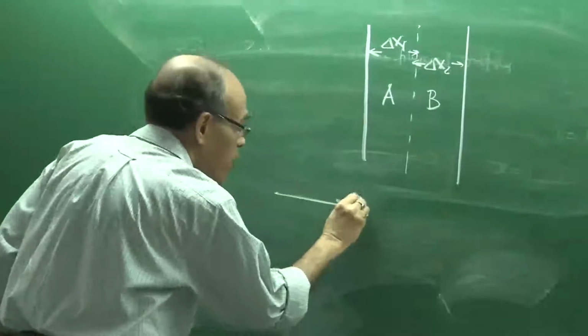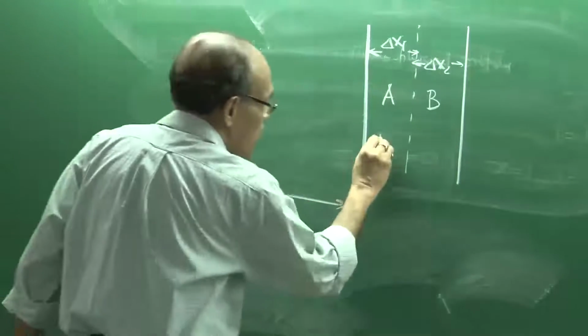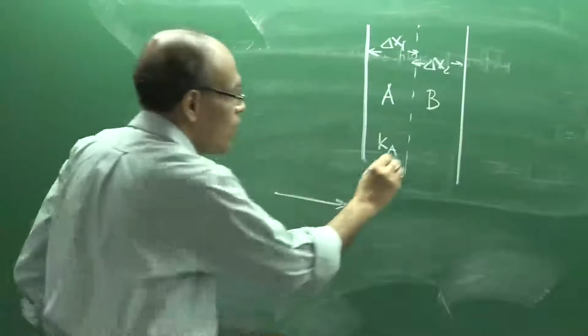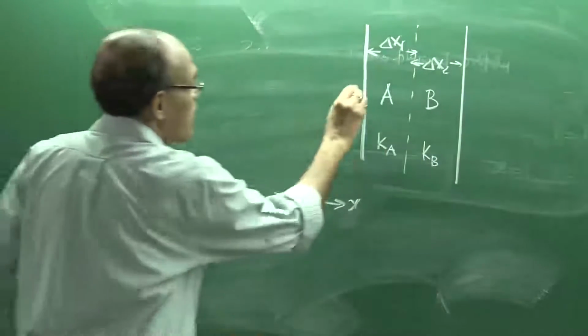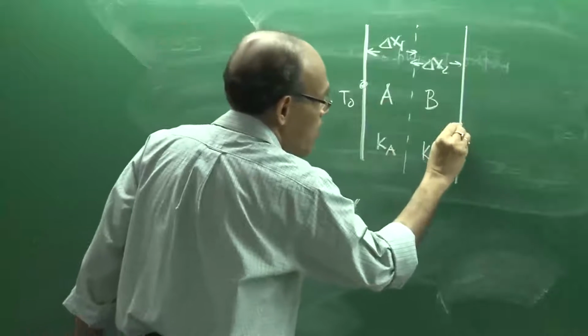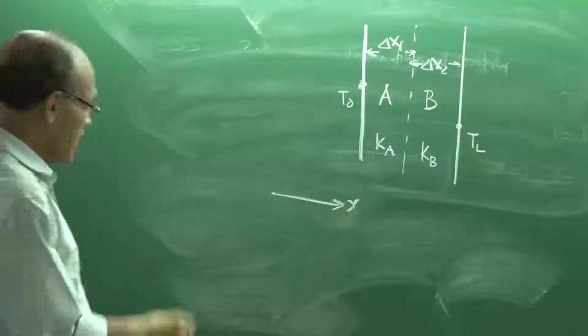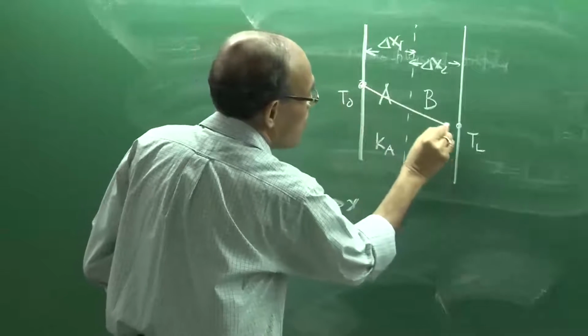It is only along x, y and z are infinite. And this has a thermal conductivity of Ka and this has a thermal conductivity of Kb. If this temperature is T0 and this temperature is TL and T0 is greater than TL, so we can say that the temperature will look something like this. It is a one dimensional problem.